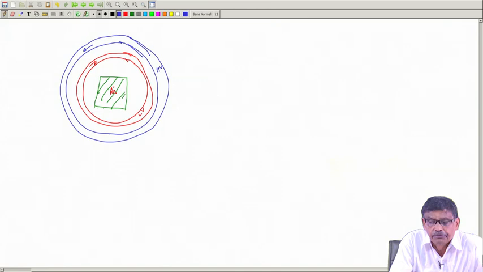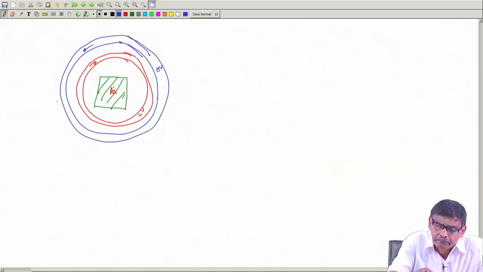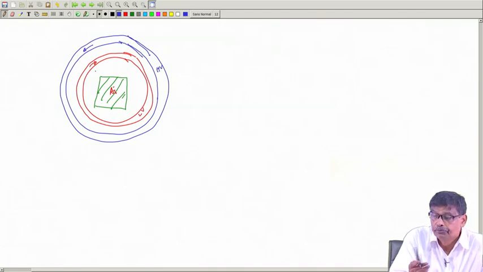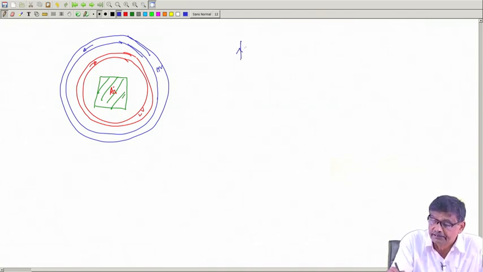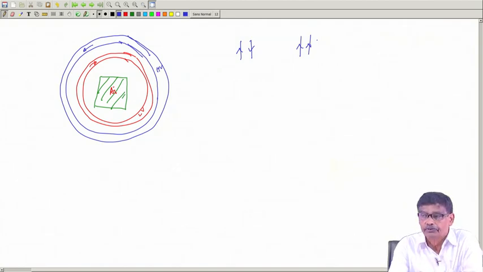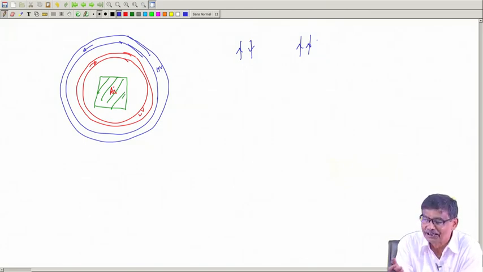If this is the situation, do you expect that there will be some mechanical forces acting between these two coils? Yes, we know that if two conductors you keep side by side, they will experience mechanical forces. What will be the nature of the forces? It is just opposite to magnetism. I mean, opposite current means attractive, not like that. It will be repulsive.